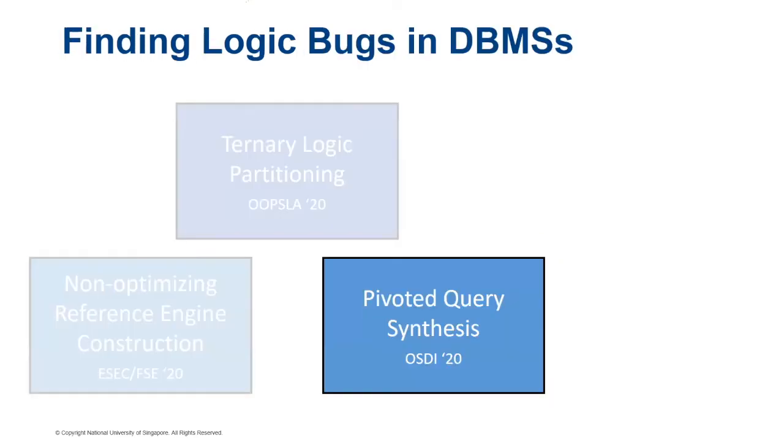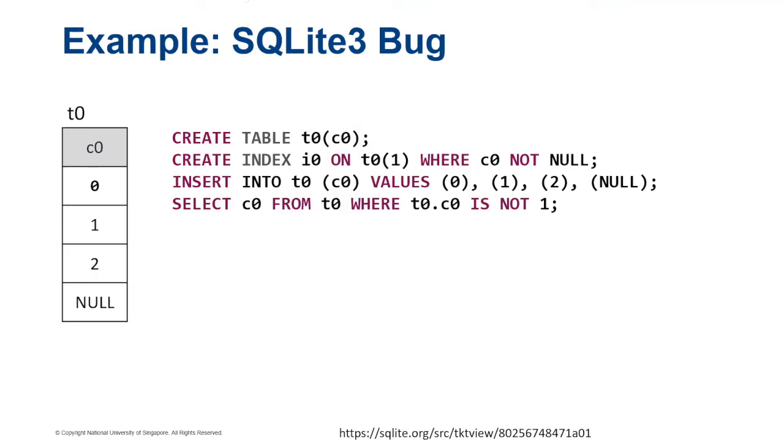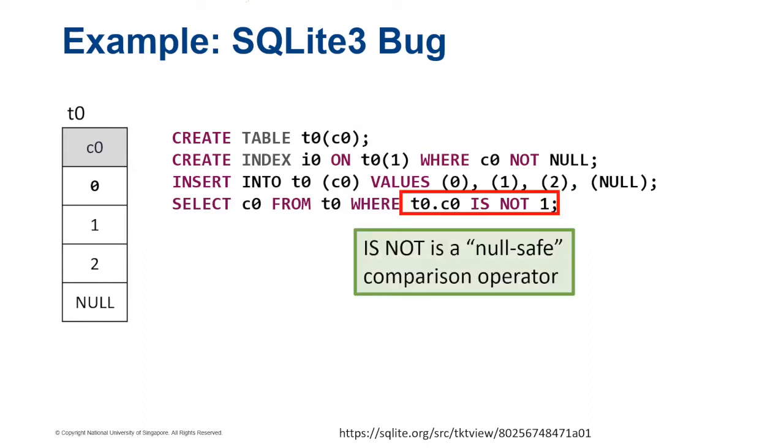Well, so how does the technique work now? I want to illustrate this based on a bug-inducing test case that allowed us to find a bug in SQLite. Here at the test case, one thing that I want to note is that this IS NOT operator is a null-safe comparison operator. So no matter if the operand evaluates to null or to some other value, the operator will always return either true or false.